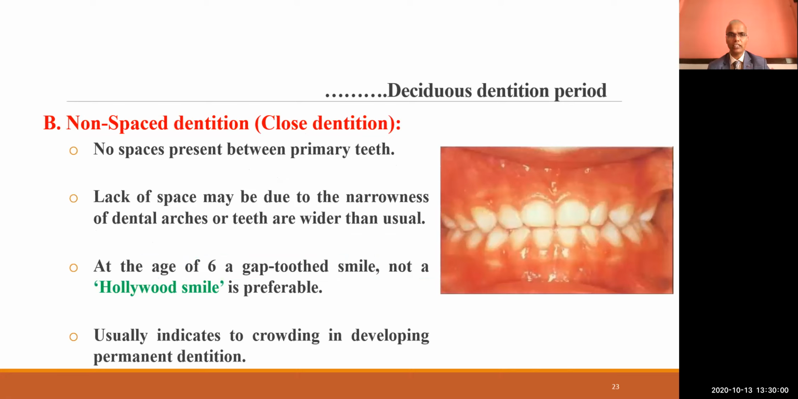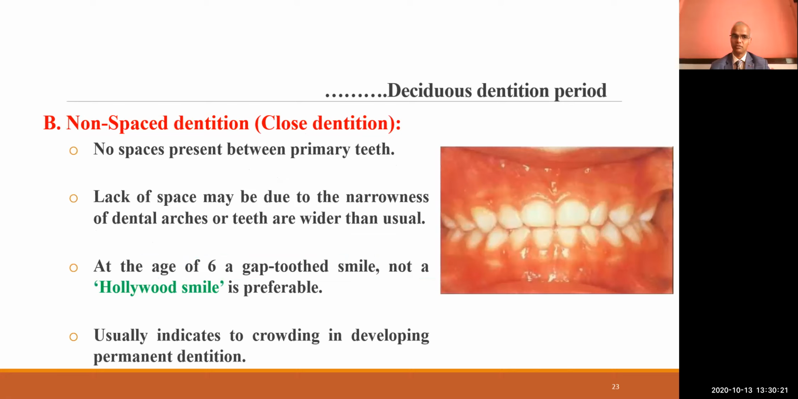And second is non-space dentition. It is also called closed dentition. In this, there are no spaces present in the primary dentition. And the lack of space may be due to either narrowness of dental arches or teeth which are wider than usual.